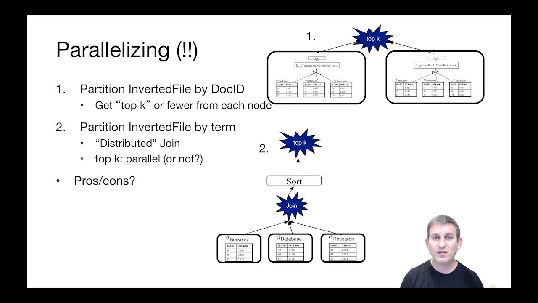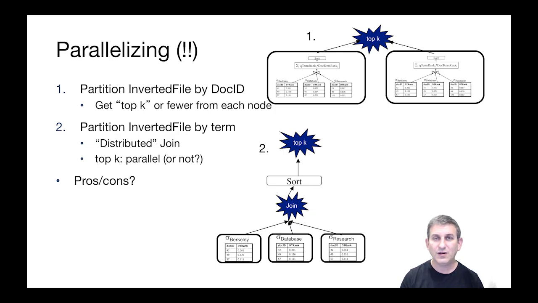In the first scheme, we partition the inverted file by doc ID, so node k gets all doc IDs that hash to the value k. And when you see it this way, each node essentially is running its own little search engine over its own little subcorpus. So we get the same index and the same query plan that we had in the previous slide partitioned on a subset of the documents. And each node runs a query on the set of documents that it has.